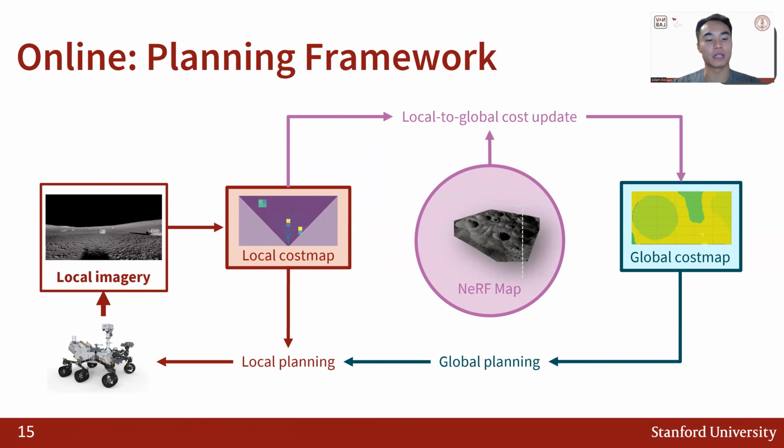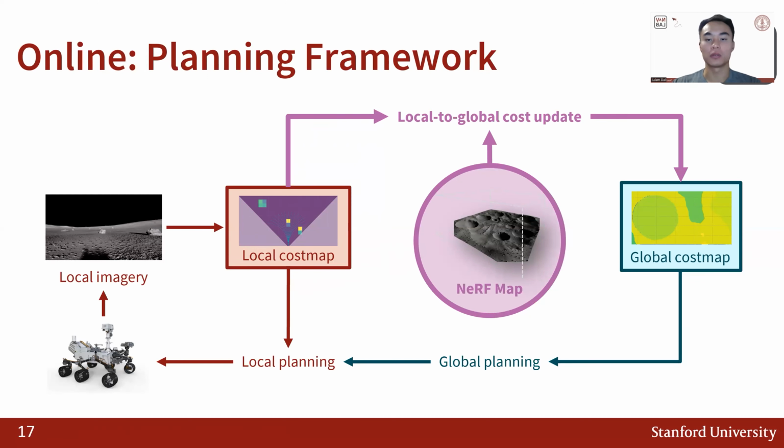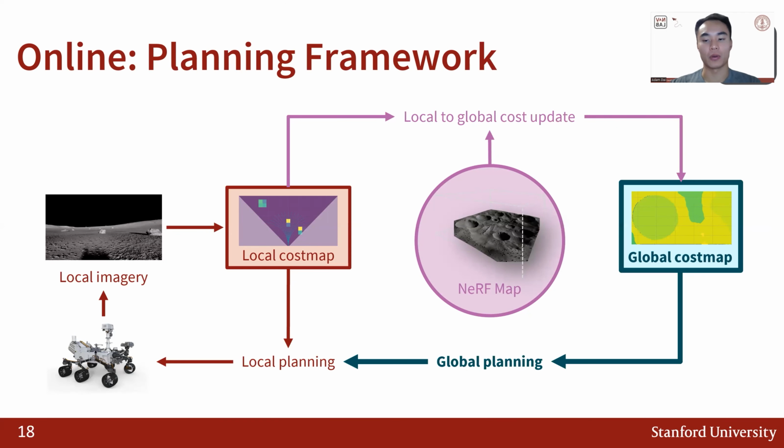First, the rover obtains local imagery from its cameras and then computes a local cost map as described in the local path planning background. Next, we perform a local to global cost update, which uses the NeRF map to propagate these local costs to the global cost map. Then we perform global path planning. We replan our global path on the updated global cost map. And then finally, we use the updated global path as well as the local cost map that was just computed in order to plan a local path for the rover to actually execute.